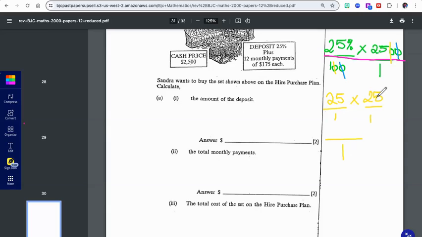So now, because I have 1s at the bottom, I can simply multiply, leaving that with 1. And what is 25 times 25? Y'all can work that out. Tell me, what is 25 times 25? Remember, for the BJC, you cannot use a calculator, so you might as well start practicing now.